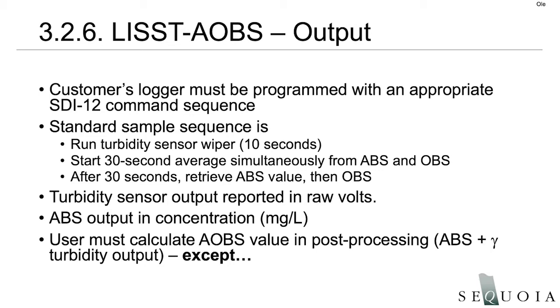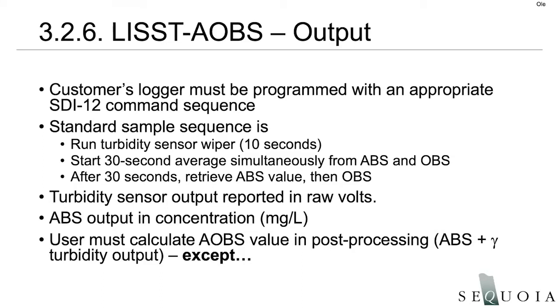Then you get a 30-second average. And we'll talk about this 30-second business later on as well, because the sampling volume is relatively small in the ABS and for the turbidity sensor for that matter. So in order not to have too much variability in the data that is purely related to turbulence, we recommend averaging for 30 seconds. After 30 seconds, you retrieve the ABS and then the OBS as separate values.